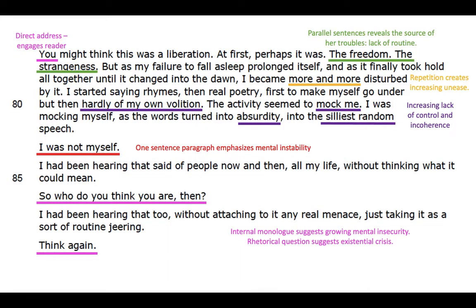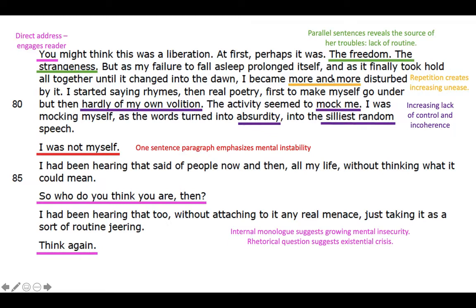And then this is the first time we get direct address, so we're being engaged. And again, for me, this just creates this sense that the narrator is really talking to me. This is so conversational, just relaying what's happened to them in their childhood. You might think this was liberation at first, perhaps it was, the freedom, the strangeness. So the parallel sentences reveal the source of her troubles. So it's the freedom. Okay, it's creating this sense of strangeness.